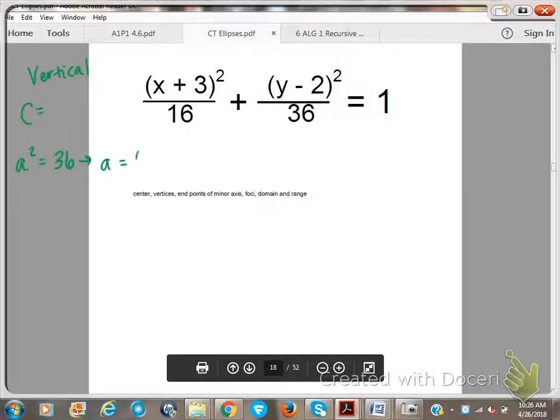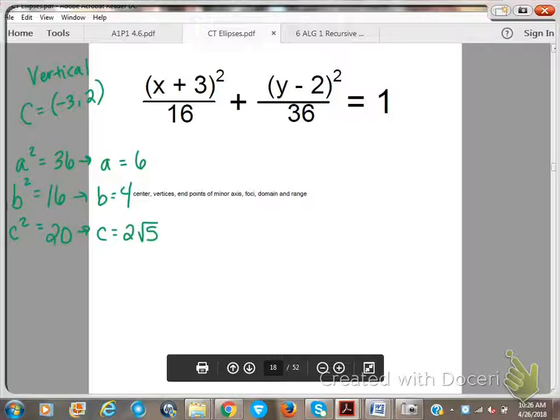Tiffany, what would our center be on this ellipse? -3, 2. Very good. All right, so then b squared is going to be what? 16. Thanks, Ethan. Okay, so b is going to be 4. Vanessa, what is c squared? Oh, sorry, 20. Okay. And then that gives us our c value being 2 square root of 5. I agree with that. All right, excellent.